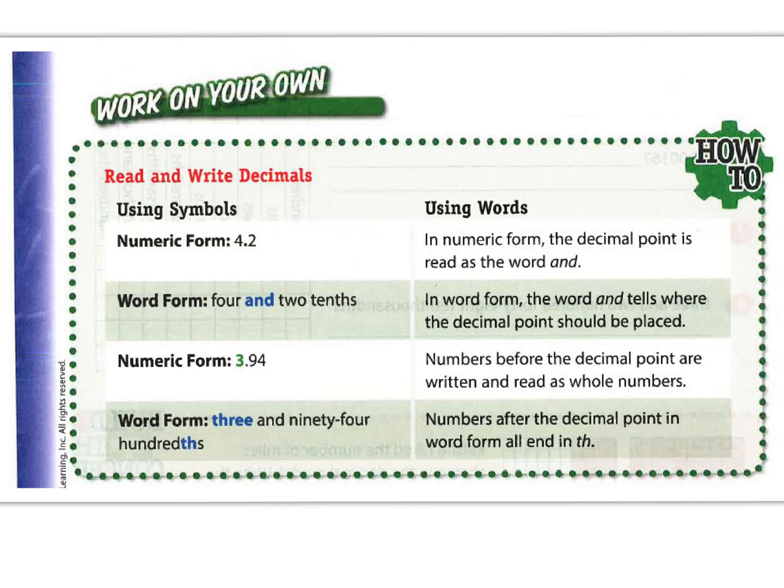All right, so when we talk about reading and writing decimals, numeric form, 4 and 2/10. In numeric form, the decimal point is written as the word and. In word form, 4 and 2/10. In word form, the word and tells where the decimal place should go. Numeric form, remember, numbers before the decimal point are written and read as whole numbers, and then numbers after the decimal point all end in th. So hundredths, so tenths, hundredths, thousandths, but that th at the end.